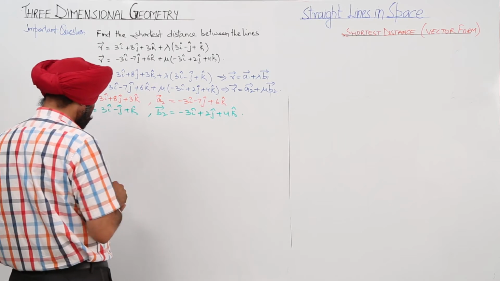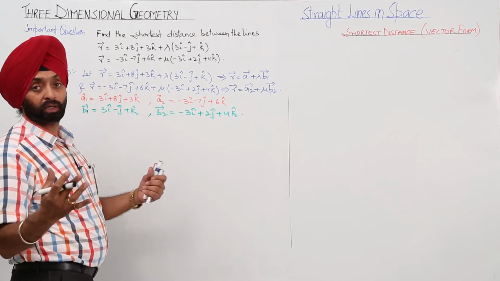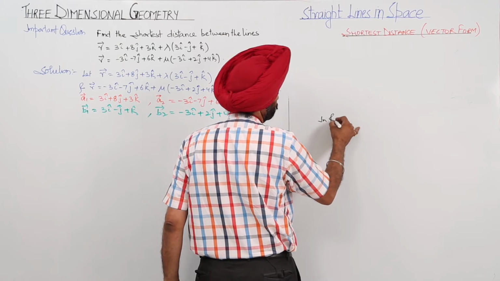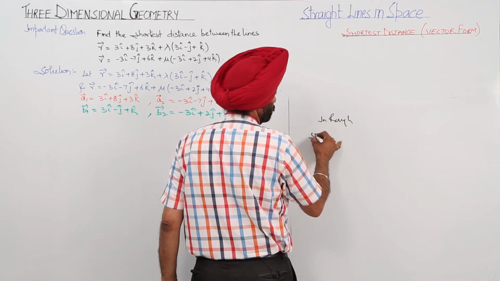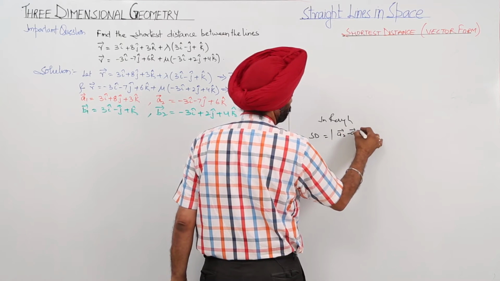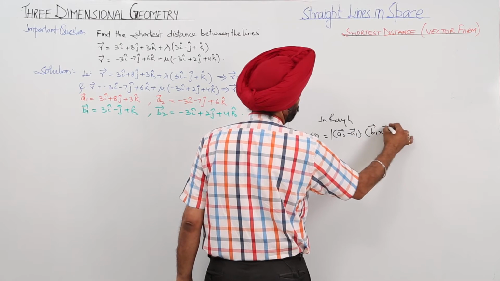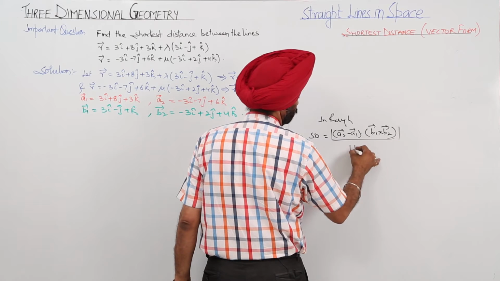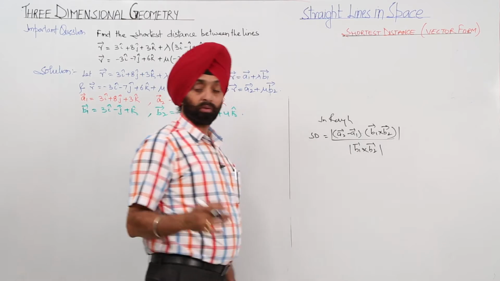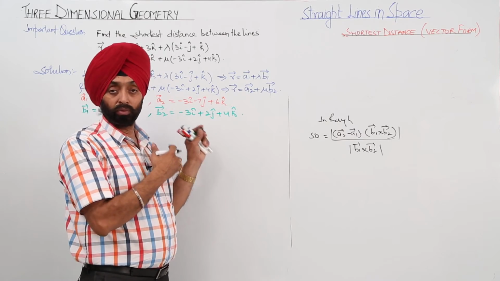Now first of all, you can just write down the formula for the shortest distance in the rough. Okay, so let me do it like that only. In rough, SD is equal to a2 minus a1 dot cross product of b1 b2 upon magnitude of b1 cross b2. Now why have I written this? So you can easily find whatever we have to do for the formulas.